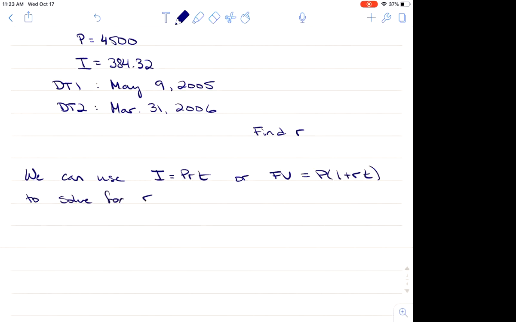How can we use the future value if we don't know the future value? The future value is the principal amount plus the amount of interest, since the future value is P plus I. That seems like more work than we are willing to do though. So I'm just going to use I equals PRT. It's easier to solve for R if we know the amount of interest. It's an easier formula to use because it's all being multiplied.